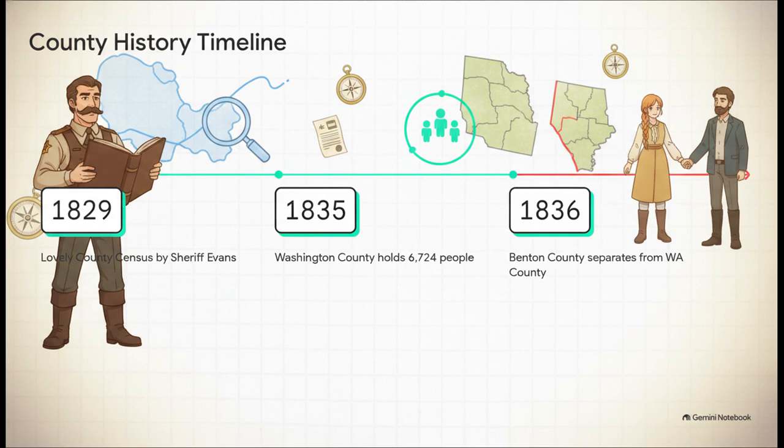So the takeaway here is kind of mind-blowing. If you're tracking a family from the early 1800s, you might actually need to search records in both current Arkansas counties just to trace a single family line that never even moved. The county lines literally shifted right around them.